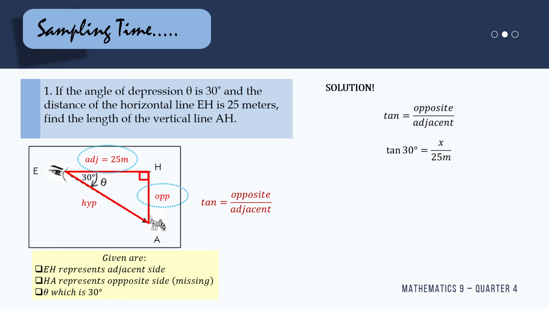So what is the given angle? The given angle is 30 degrees. So tangent of 30 degrees is equivalent to opposite, represented by x, the missing side, no? So we represent that one as x, over adjacent, which is 25 meters.